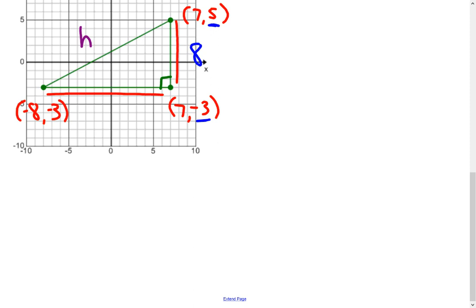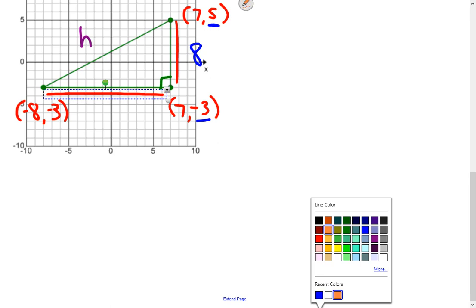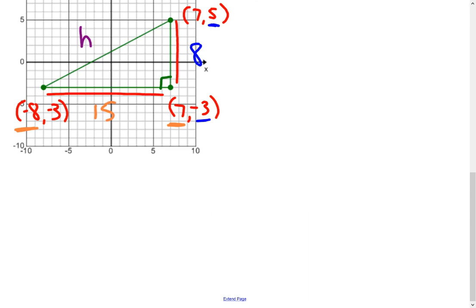So if I wanted to figure out the length of that side, I'm going to need to look at my x values, this one and this one, and go, well, how far is it in between -8 and 7? If I, again, subtract them, I end up with 15. So I have those 2 sides now in my right triangle, and now I can calculate the length of that hypotenuse by using the Pythagorean Theorem.